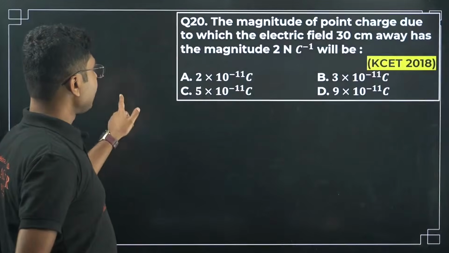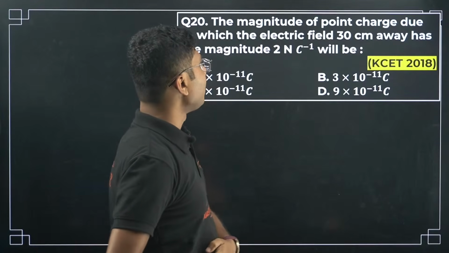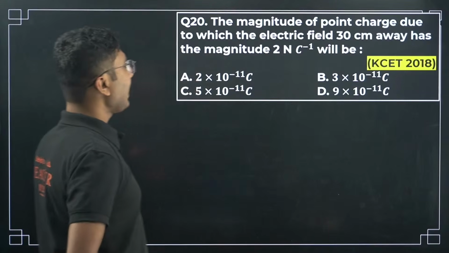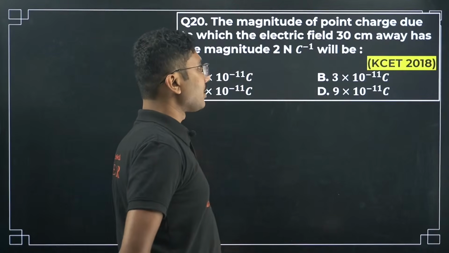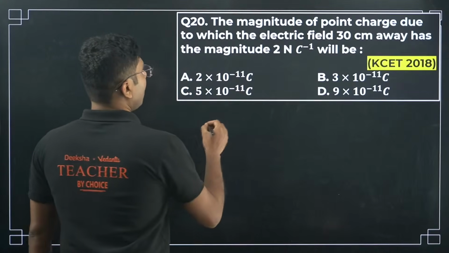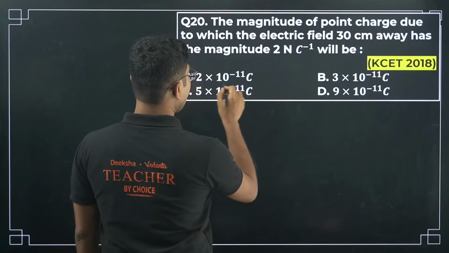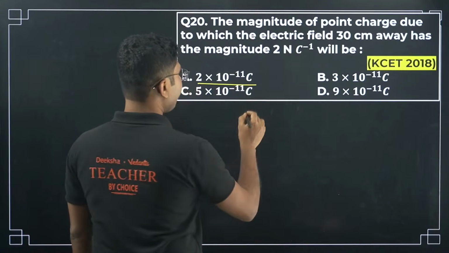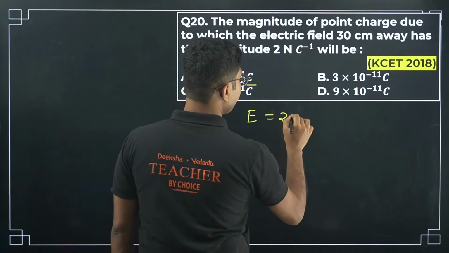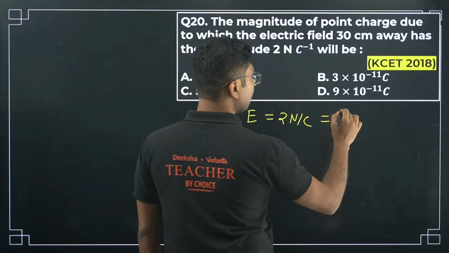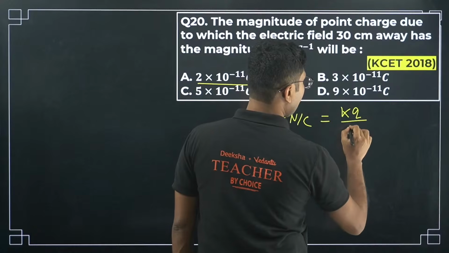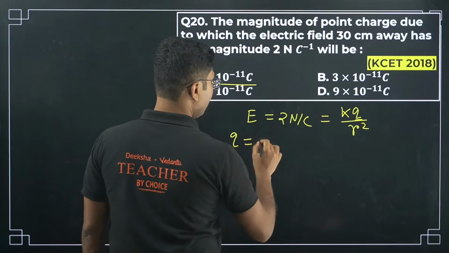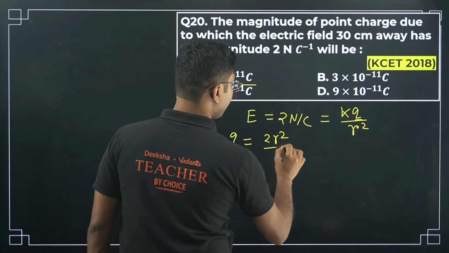Now, the last question for the day. The magnitude of the point charge due to which the electric field 30 centimeter away has the magnitude 2 Newton per coulomb will be? So we have an electric charge. The electric field is given as 2 Newton per coulomb, and we know that it equals KQ by R square. So we have to find the charge. So charge will be equal to 2R square divided by K.